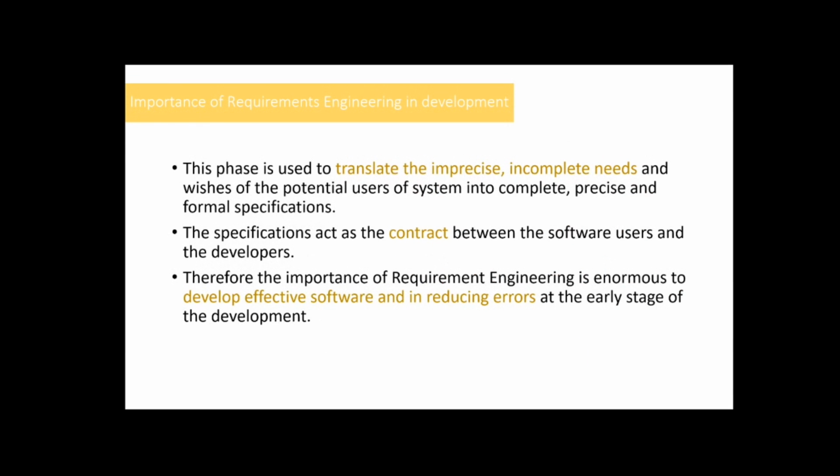This is one of the most important thing to consider when developing the web applications. So first, how do you manage the requirements? So with the life cycle, requirements gathering and analysis is the crucial part. So this phase is used to translate the imprecise, incomplete needs and wishes of the potential users of the system into complete, precise, and formal specifications.